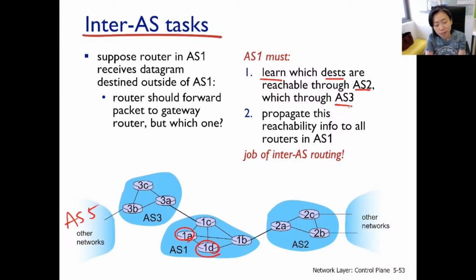And how does 1D and 1A learn? Well, 1C and 1B do participate in inter-AS routing. So 1C and 1B thereafter, inter-AS routing will then propagate this AS path information to all routers inside AS1. And so propagation of the AS path, just like computation of the inter-AS path, would also be part of the job of the inter-AS routing.